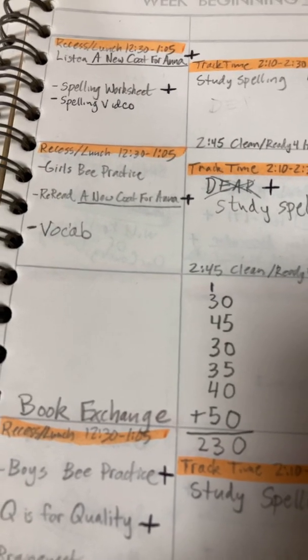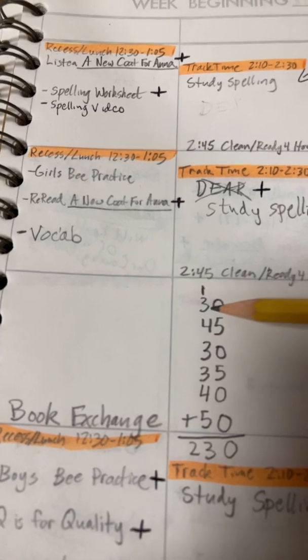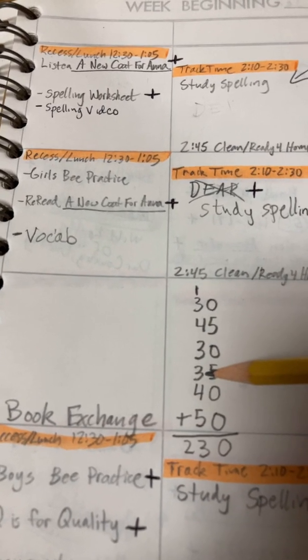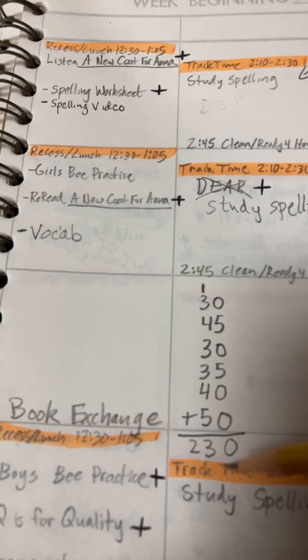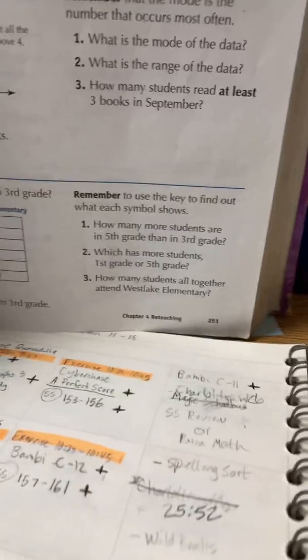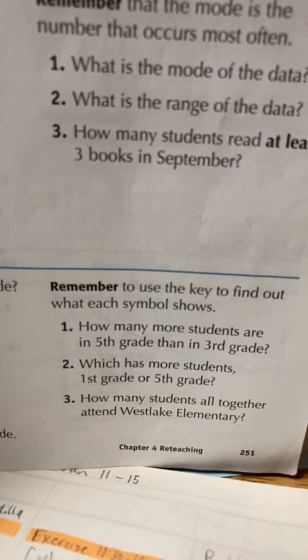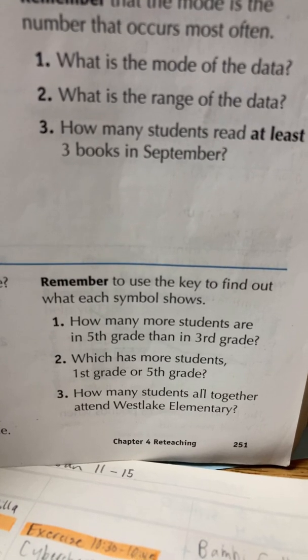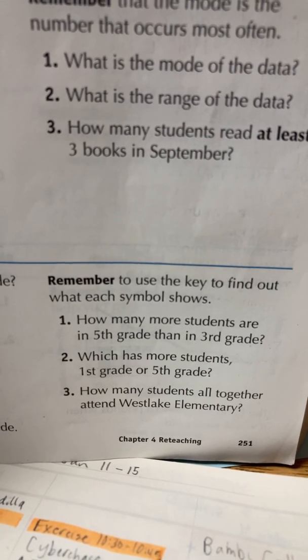Okay, let's just go back and double check. 4, 8, 11, 14, 18, 23. So yes, 230. So back to the question. How many students altogether attend Westlake Elementary? 230 students would be the correct answer. Okay, let's take a look at another pictograph now.